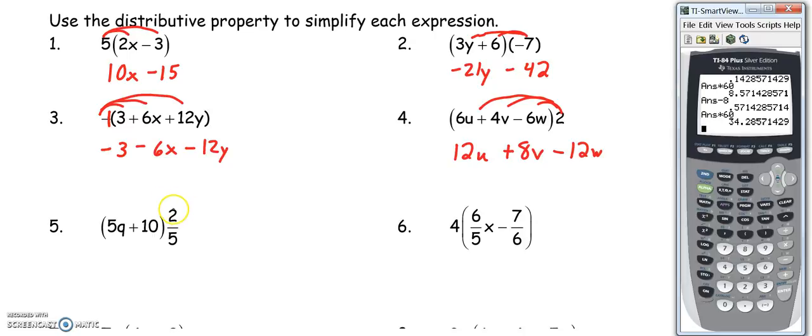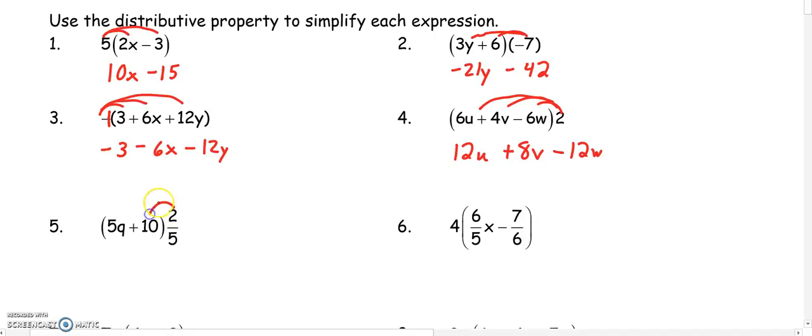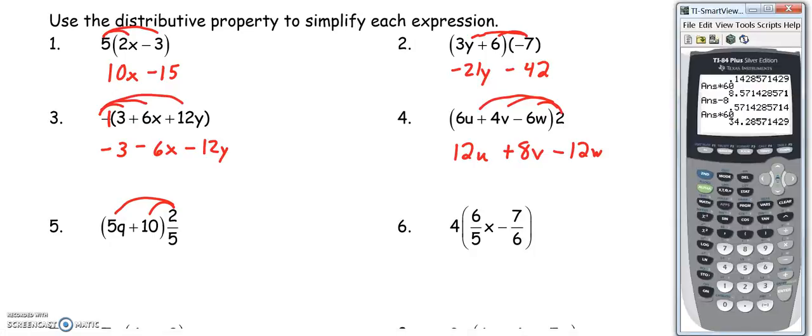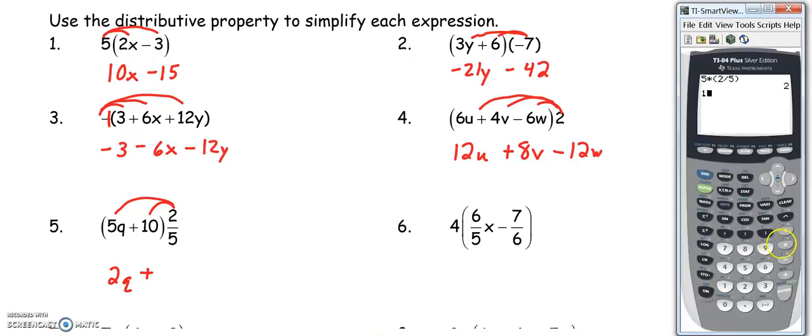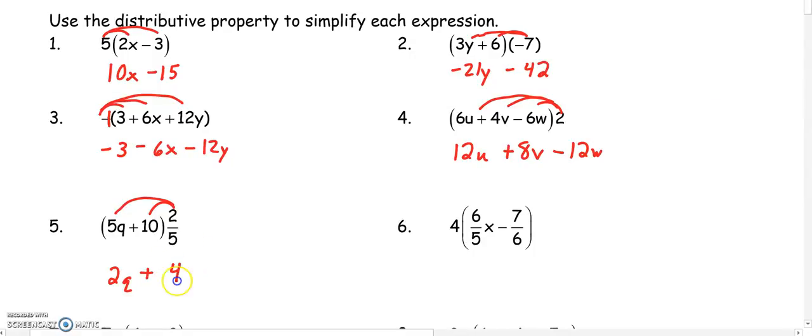In number 5, we're going to distribute a fraction of 2/5. So remember, when you're distributing a fraction, you can use your calculator. 5 times, make sure your fraction is in parentheses, 2 divided by 5. And when I multiply, I get 2. So I have 2q plus, and I'm going to multiply again, 10 times 2 divided by 5. And that gets us plus 4.